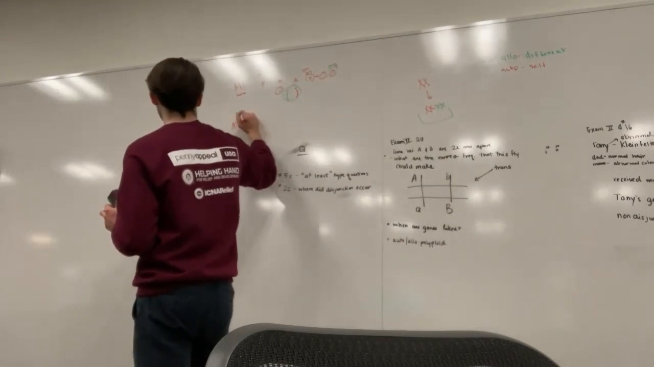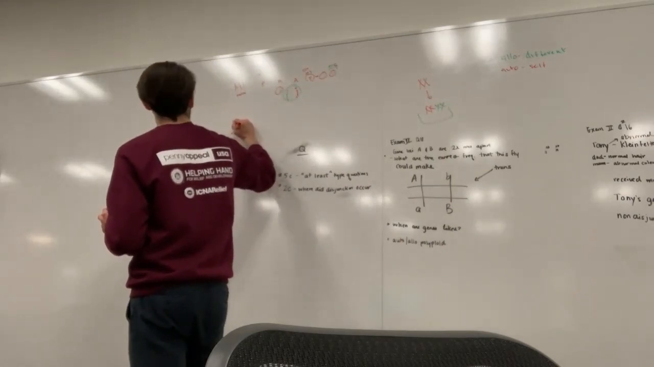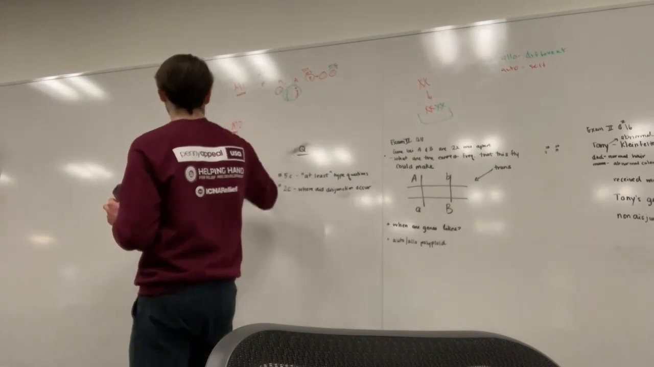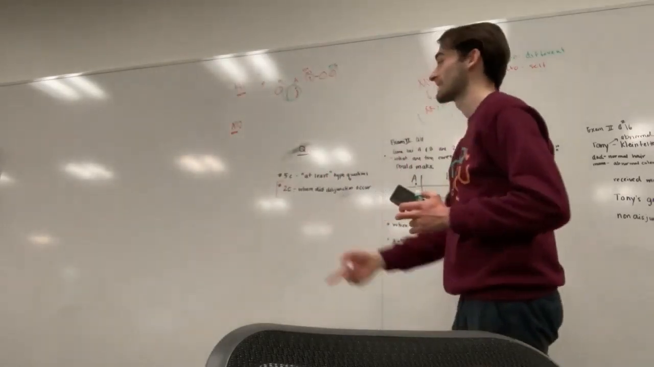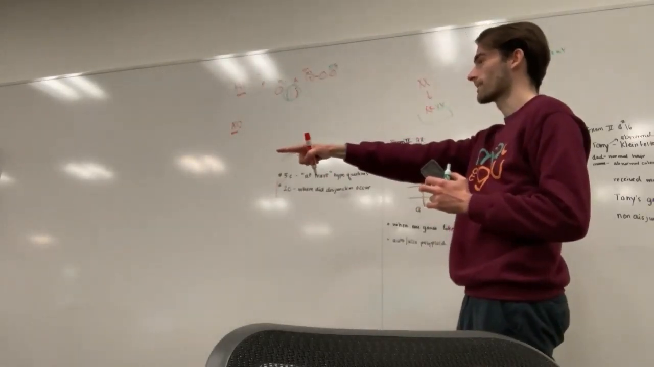What's the purpose of meiosis two? To create the four. How do we create the four?